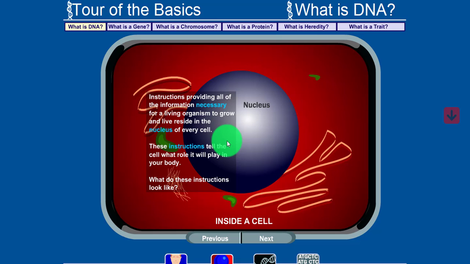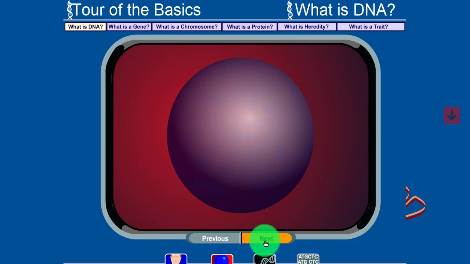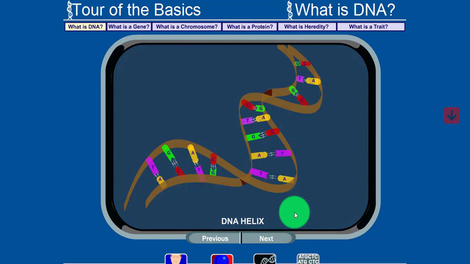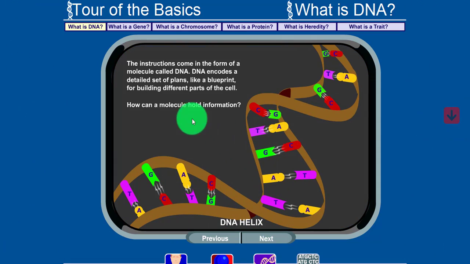Organism to grow and live reside in the nucleus of every cell. These instructions tell the cell what role it will play in your body. What do these instructions look like? Chromosomes, DNA helix. The instructions come in the form of a molecule called DNA.